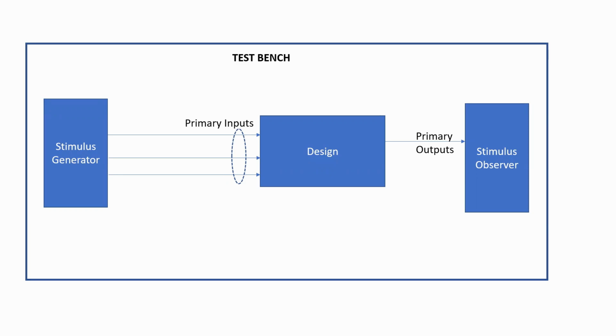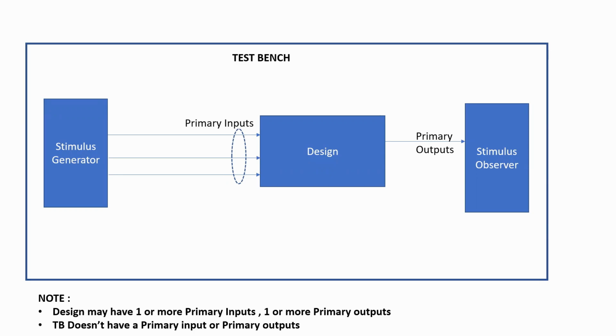So the design will be instantiated in the test bench, and then I will have a mechanism to apply the stimulus to the design. Note, the design may have one or more primary inputs and one or more primary outputs. This we already saw. TB is the short form for test bench. The TB doesn't have a primary input or primary output. Kindly note, there is no primary input or primary output to the test bench. Only the design has primary inputs and primary outputs.